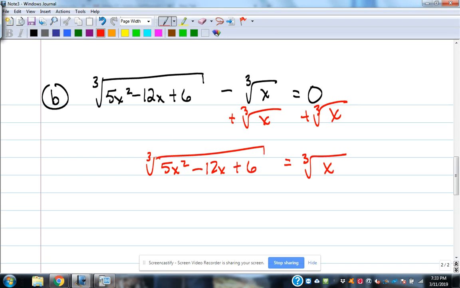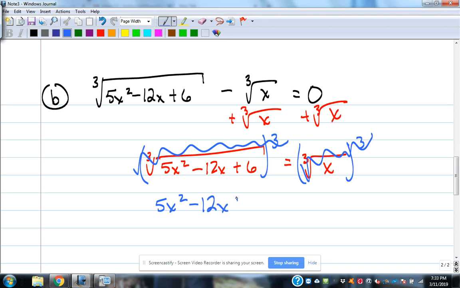I got a cubed root equal to a cubed root. How do I undo a cubed root? You cube both sides, right? We undid a square root by squaring. We undo a cubed root by cubing, or raising it to the third power. And this third power and the cubed root cancel one another out so that we have 5x squared minus 12x plus 6 is equal to x.